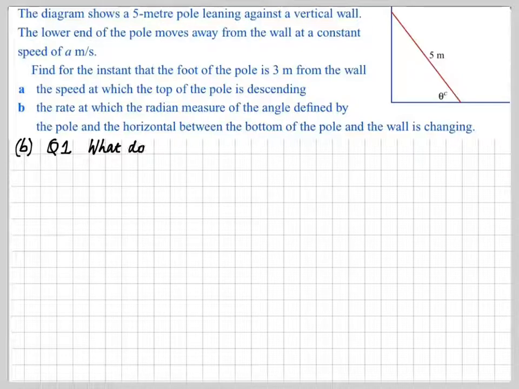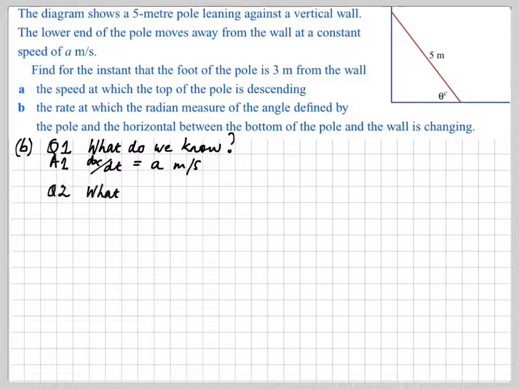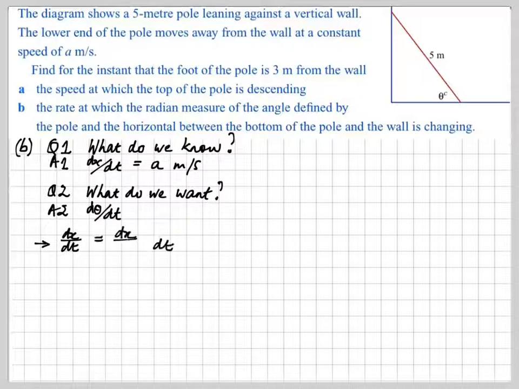Question 1. What do we know? Okay, answer. We know dx dt, which is a metres per second. Question 2. What do we want? What are they asking us to find out? They're asking us to find out d theta dt, aren't they? Of course they are. Well, that tells us how to do our chain rule equation. We start off with what we know on the left-hand side. dx dt is dx d something times d something dt.